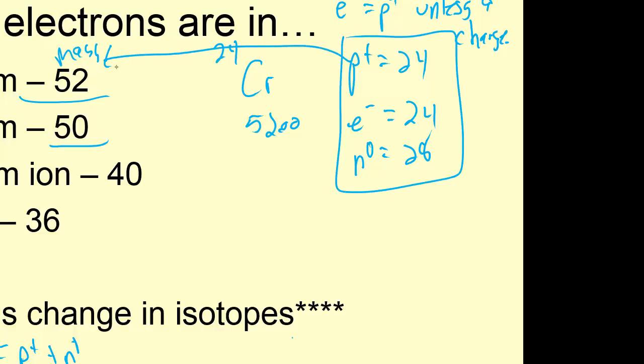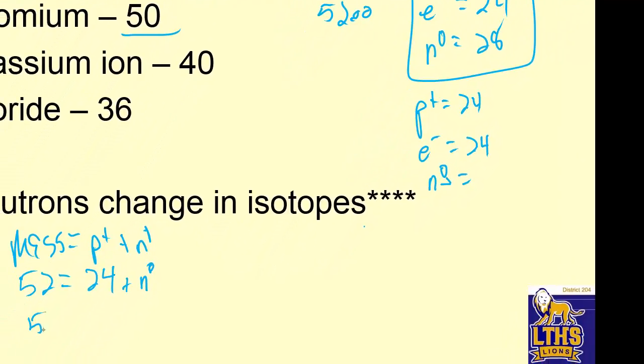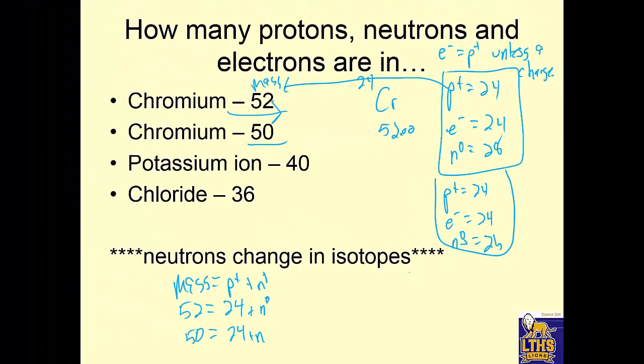Now notice chromium's going to be the same if it's chromium 50. Chromium will still have 24 protons. Why? Because all chromiums have 24 protons. And the electrons, it doesn't have a charge, it's 24, but my neutrons will change. So if mass is protons plus neutrons, my mass here is 50 equals 24 plus n. Well, in that case, that's 26. So the only difference between these two is how much they weigh, which means how many neutrons they have.